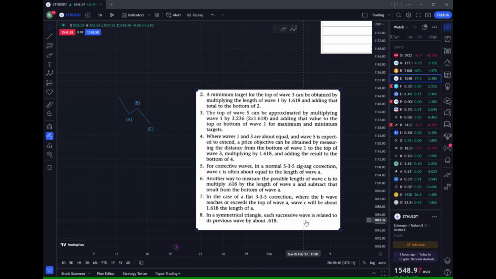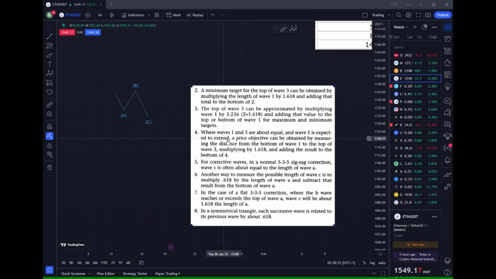And now in the case of a 3-3-5 correction, where the B wave reaches or exceeds the top of wave A, wave C will be about 1.618 times the length of A. So let's say this one actually exceeds it. Not sure when this happens, but we're just going to calculate this one.